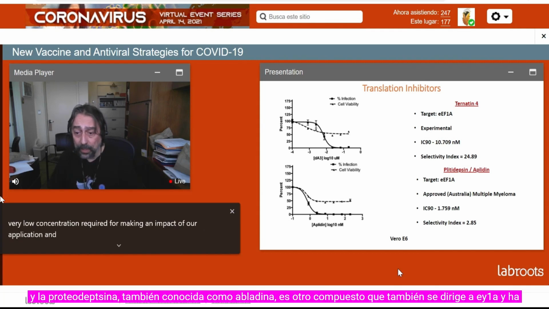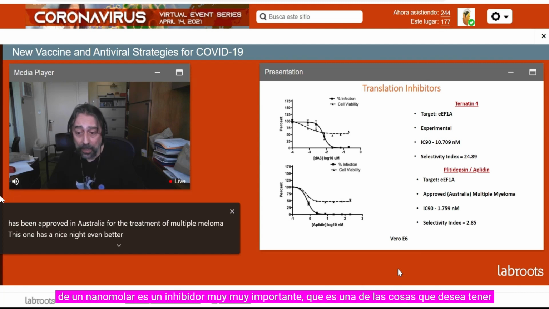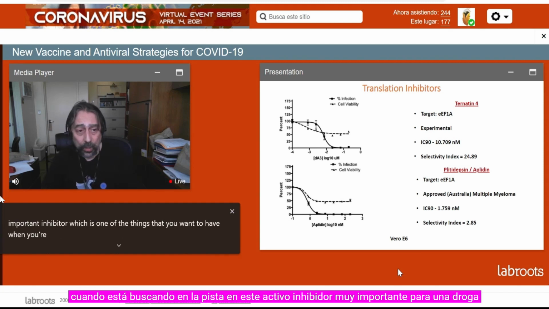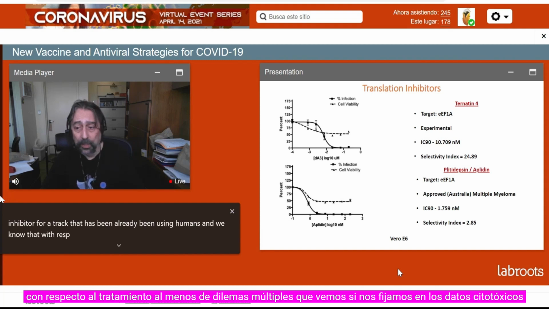And plitidepsin, also known as Aplidin, is another compound that also targets EEF1A and has been approved in Australia for the treatment of multiple myeloma. This one has an IC90 even better, of 1 nanomolar. It's a very, very potent inhibitor, which is one of the things that you want to have when you're looking for a drug in these assays. Very potent inhibitor for a drug that has already been used in humans, and we know the adverse events with respect to treatment, at least of multiple myeloma.